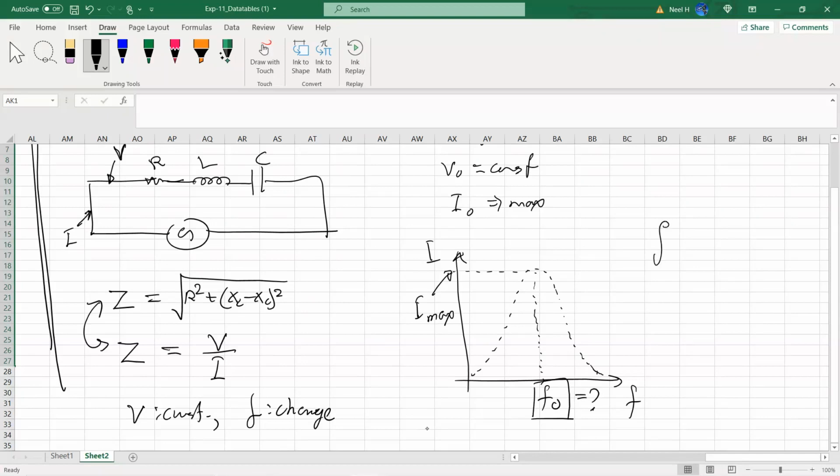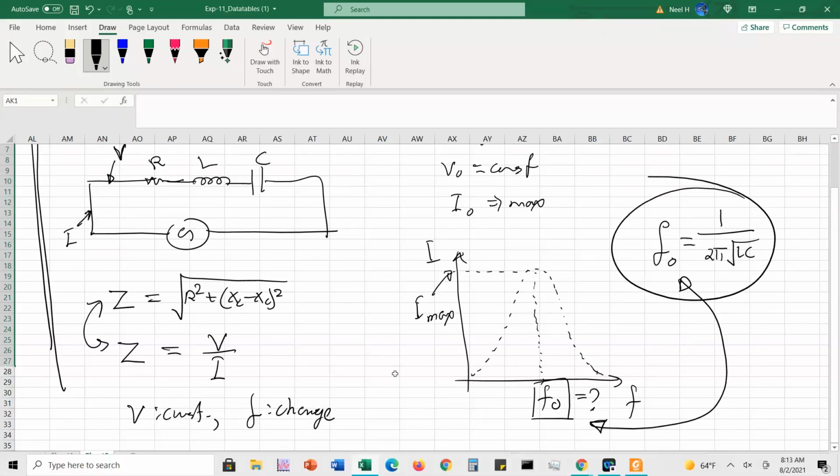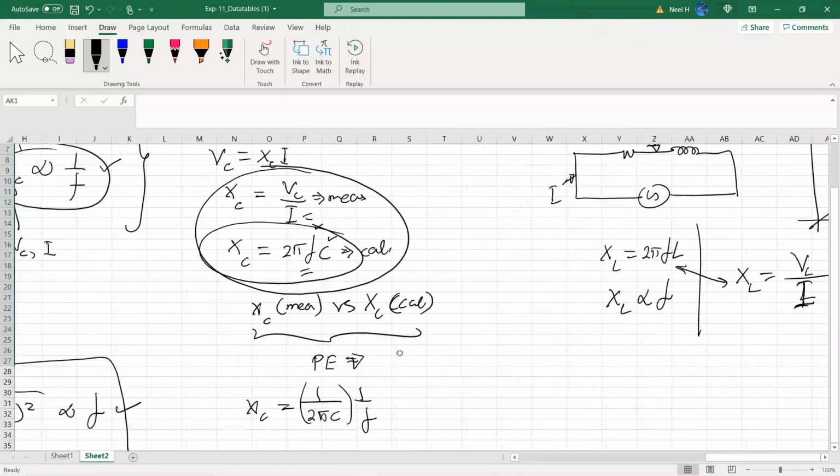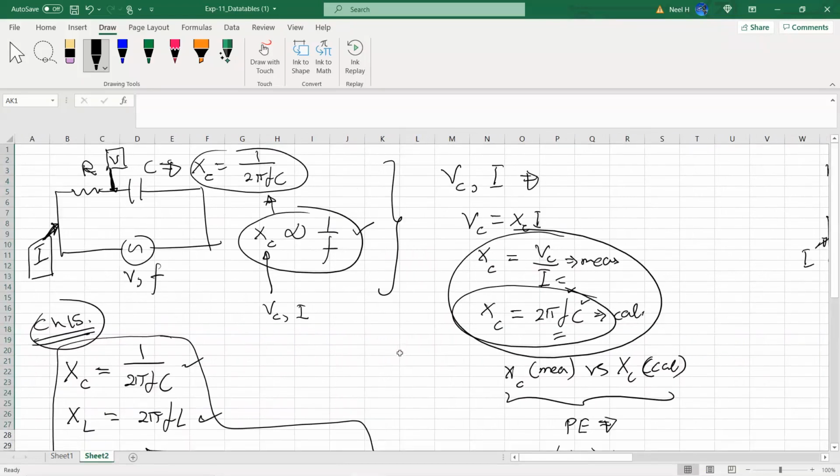Then we know the resonance frequency can be calculated as 1 divided by 2π times the square root of LC. So then we can compare these two values, the value observed from the graph to the value calculated. If those are closely matching up, then that reconfirms again that every single physical principle we built in chapter 15 is actually true. Okay.